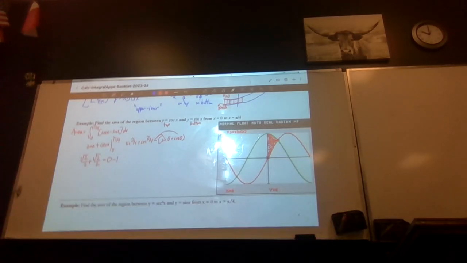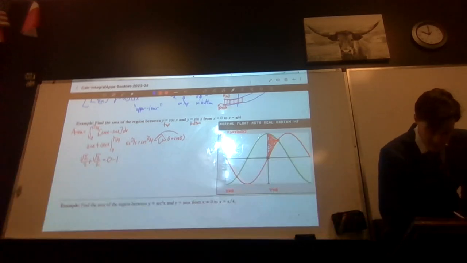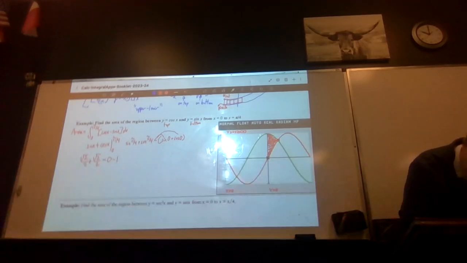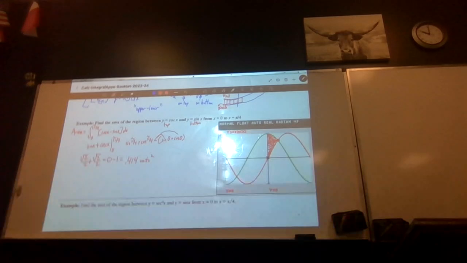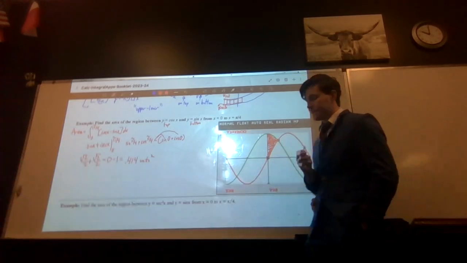Okay. So my answer in the end becomes approximately 0.414 units squared. Why is it squared? That's area. Oh, because we're doing the area.